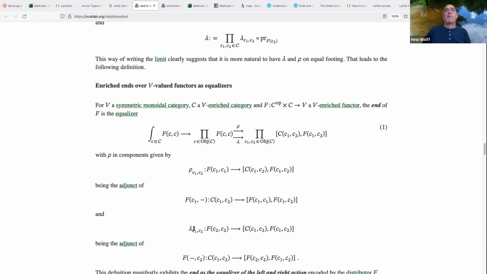I still don't understand how this rho and this lambda are being defined. They're being defined as the adjunct of another functor. Is that the same as an adjoint? Yes, I think so.